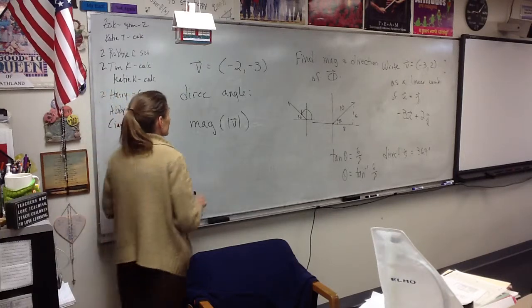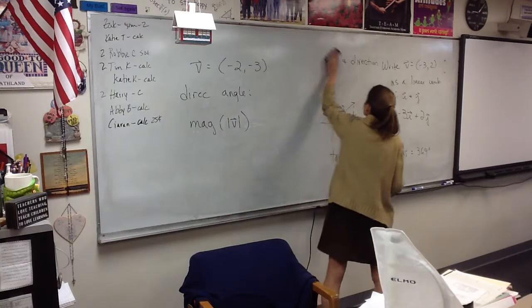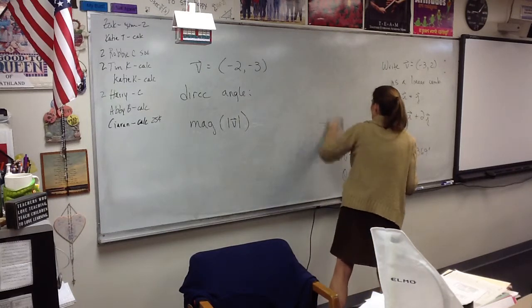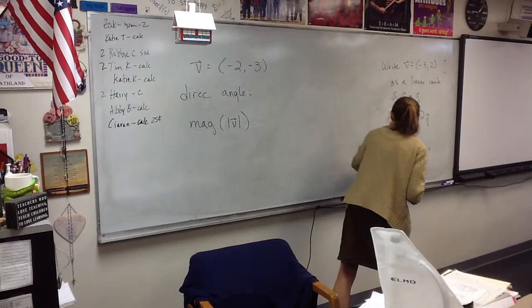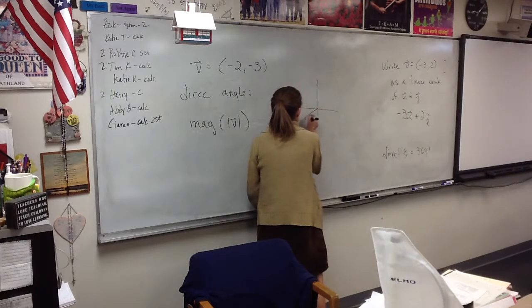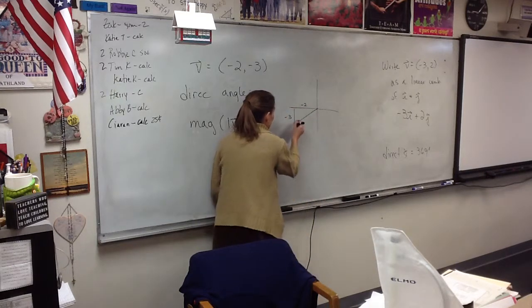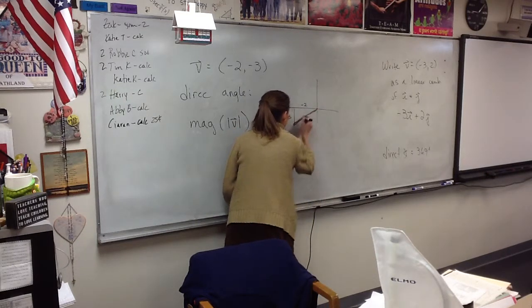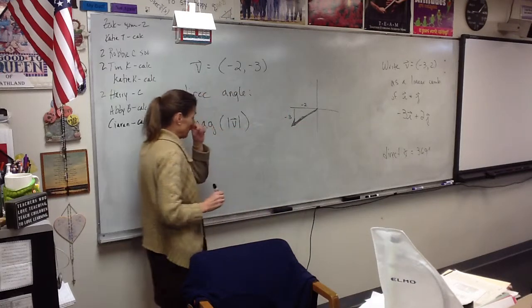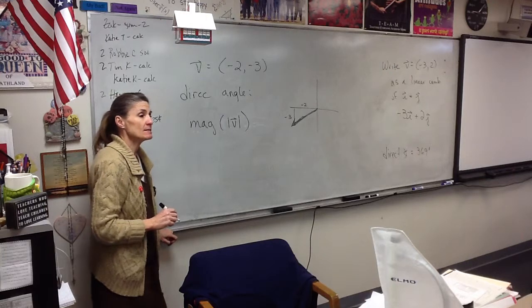Okay, so let's draw a picture of this vector. This is the vector -2, -3, which simply means from start to finish, it goes left 2 and down 3. So I might as well start it at the origin. That's the easiest place to start it from. So here it is. Here's the vector right here. Now I need its direction angle and I need its magnitude.